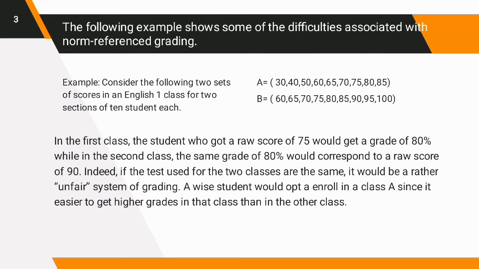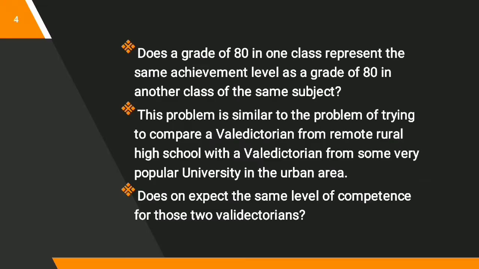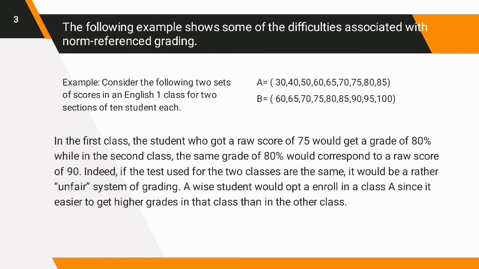Indeed, if the tests used for the two classes are the same, it would be a rather unfair system of grading. A wise student would opt to enroll in class A, since it's easier to get higher grades in that class than in class B. So, this grading system rests on the assumption that the level of student performance will not vary much from class to class. On the other hand, norm-referenced measurement helps social work educators determine which students achieve the highest when compared to other students.